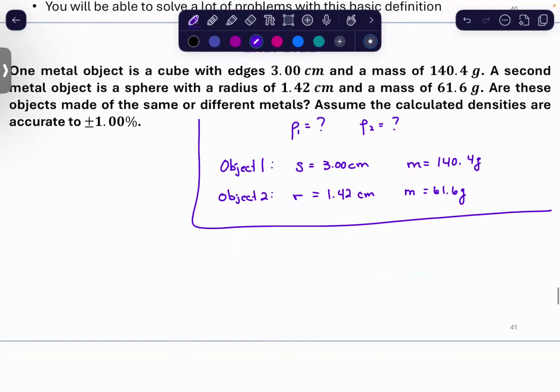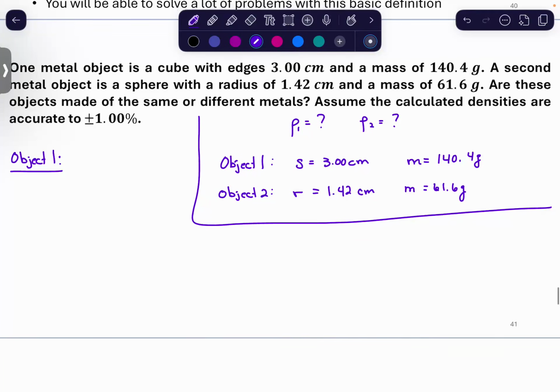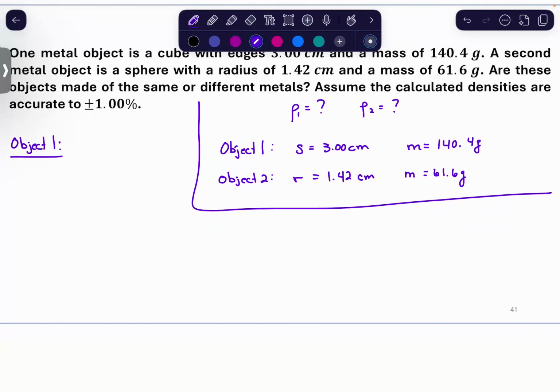All right, so keep in mind what I'm showing you here is just a way to organize this problem so that each part is clear. I want you to follow what I'm doing, but I also want you to keep in mind, how can you organize your problems so that what you're doing is clear?